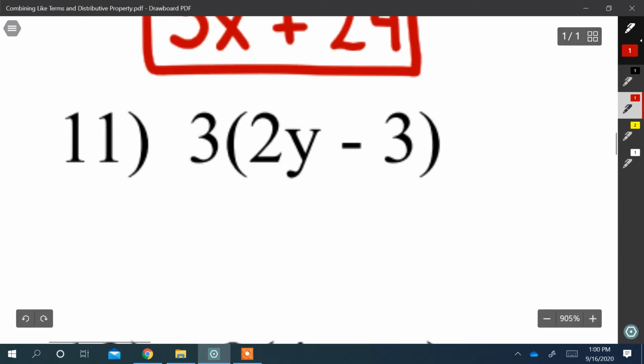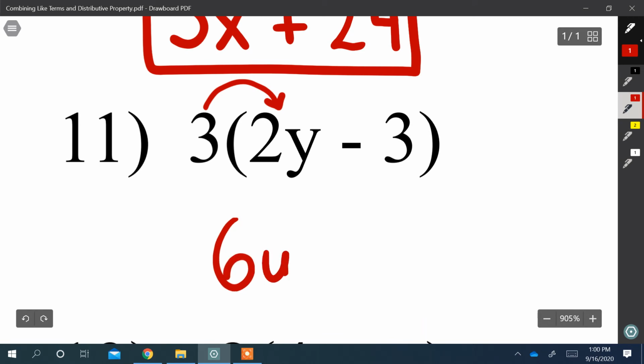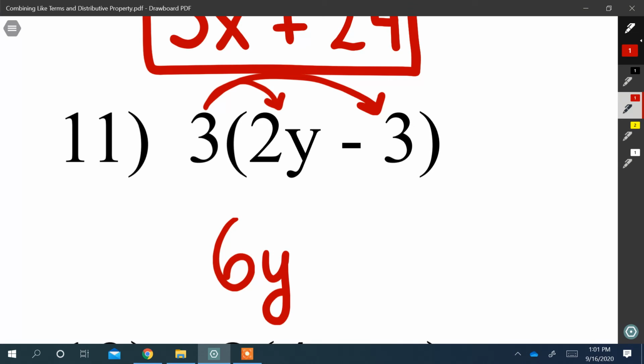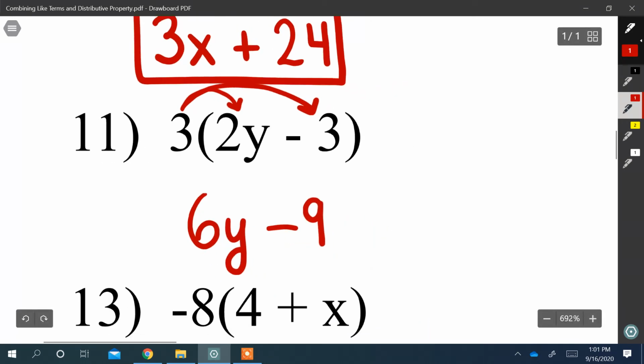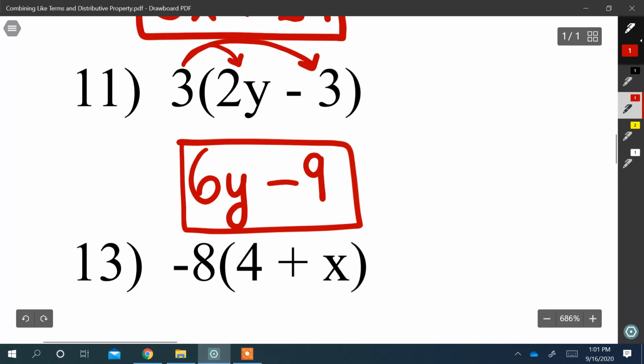Let's do 11. We're going to multiply 3 times 2. 3 times 2, that's going to give you 6y. And I'm going to multiply 3 times -3. Be careful, 3 times -3. Positive times a negative is going to give you a negative. So 3 times -3 is going to be -9. Well, is that all? Yes, it is, sir. That is all we're doing.